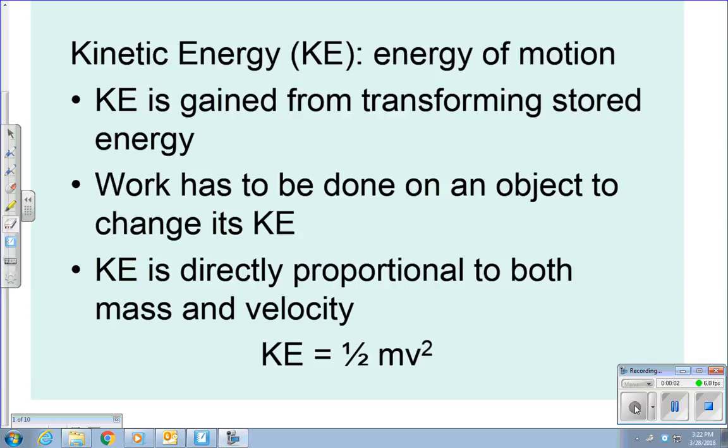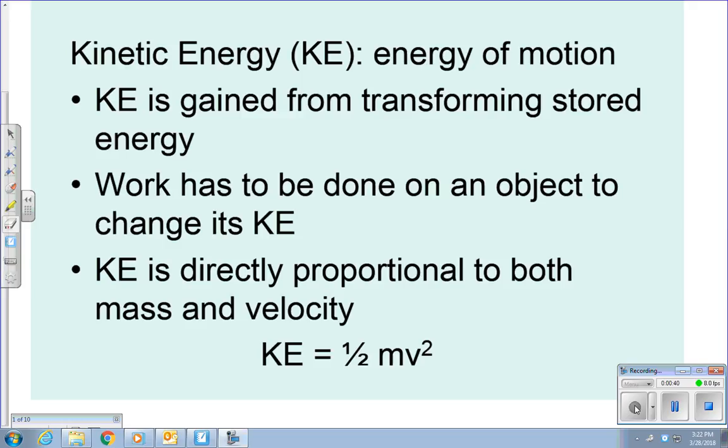All right, for the next little bit, we're going to be talking about energy, and we are going to talk specifically about kinetic energy, which is the energy of motion, and we'll be talking about gravitational potential energy. There's several different types of potential energy. There's gravitational potential energy, there's chemical potential energy, there's elastic potential energy, but we're going to limit our studies to gravitational potential energy.